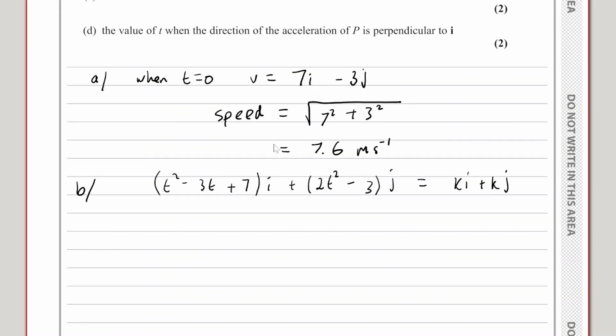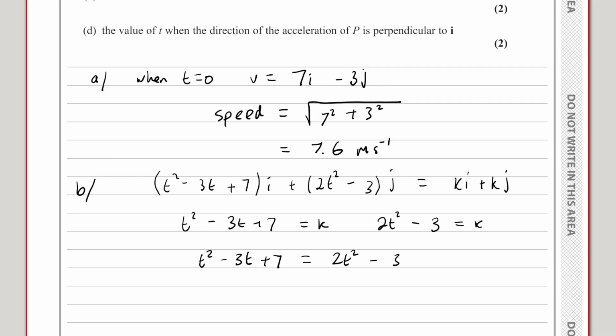So now I can write these into equations, one for the i's, one for the j's. So I can say t squared minus 3t plus 7 equals k for the i's, and 2t squared minus 3 is also equal to k for the j's. Because they're both equal to k, we can put them equal to each other. So I can write t squared minus 3t plus 7 equals 2t squared minus 3.